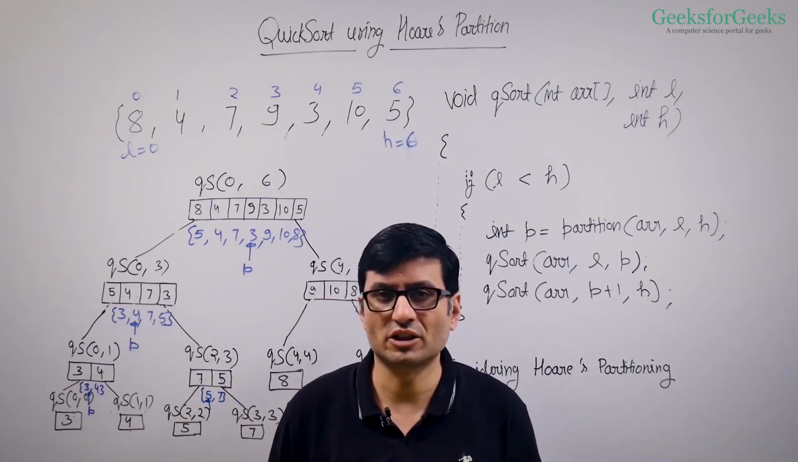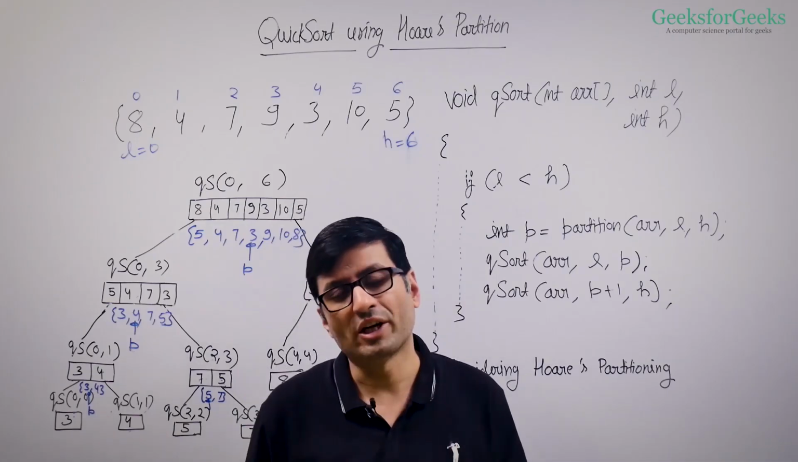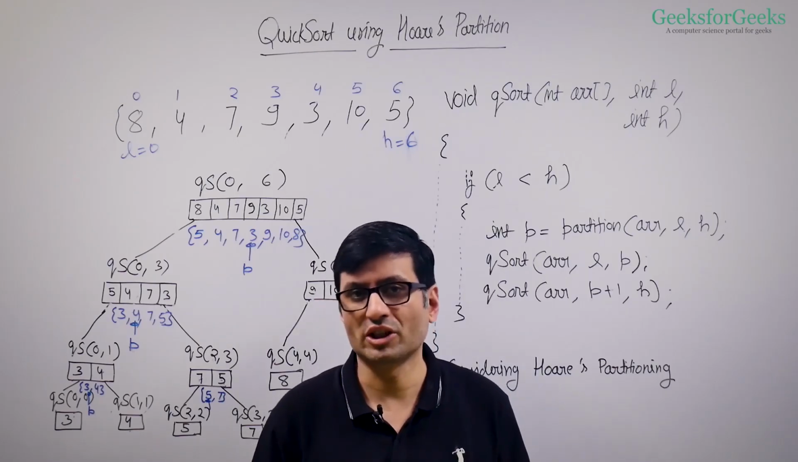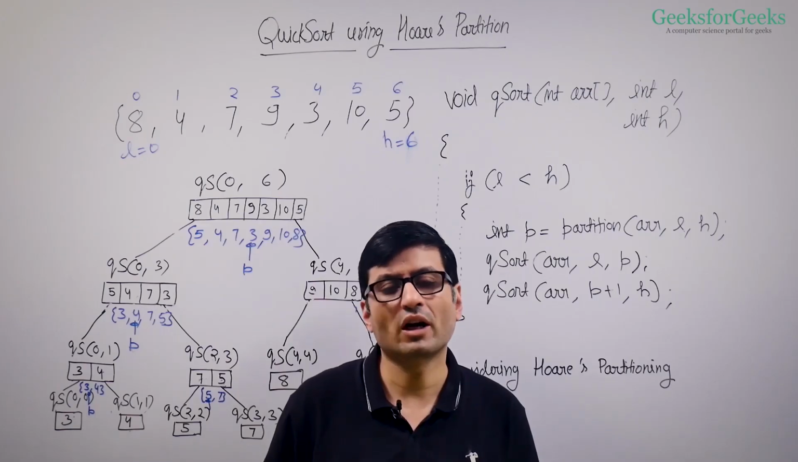That makes it unstable. There is one naive partitioning algorithm that we discussed. That's the partitioning algorithm which is stable. These two, Lomuto and Hoare, are not stable.